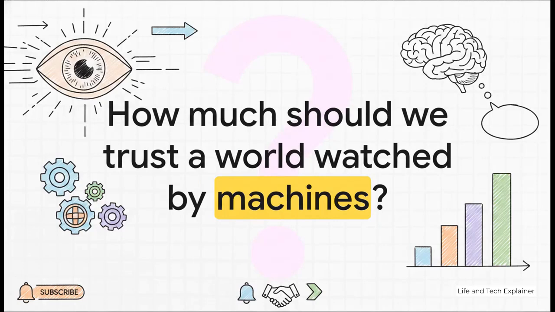Which leaves us with this final, incredibly important question to ponder. How much should we trust a world watched by machines that see so entirely differently than we do? I mean, they're faster, they can see invisible light, and they literally never get tired. But they also don't possess human context or common sense. Machines are learning to see the world, and that changes absolutely everything.